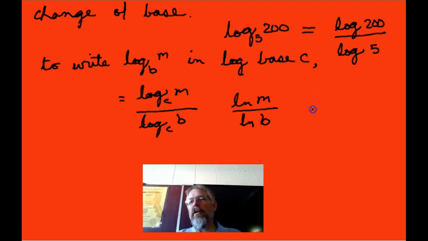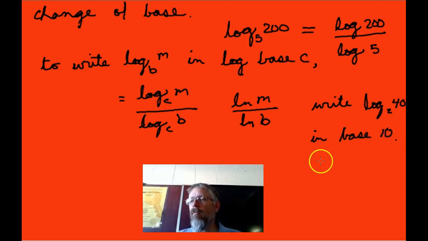I want you to write the log in base 2 of 40 in base 10. Okay. So think about that for a minute. You're going to start off, you're going to take the log of 40, because you always take the log of the number you're finding the log of. So log of 40 divided by the log of 2.